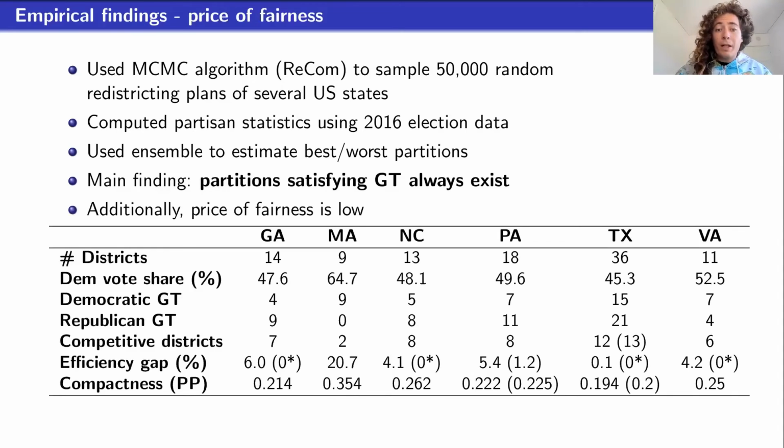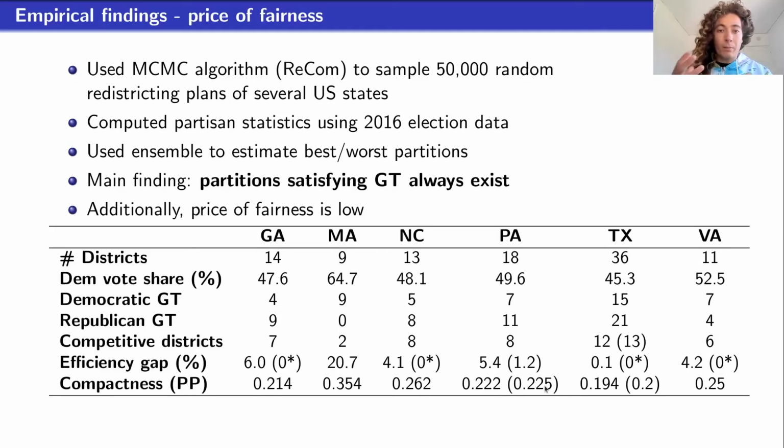And moreover, the price of fairness is low, in the sense that if you take an objective like number of competitive districts, efficiency gap, compactness, and you look at the optimal score that you get through this ensemble versus the optimal score out of all plans that satisfy the geometric target, then this constrained optimum is not too much worse than the original optimum. So, for example, in this table here, the very bottom row is the Polsby-Popper score, which is a measure of compactness.